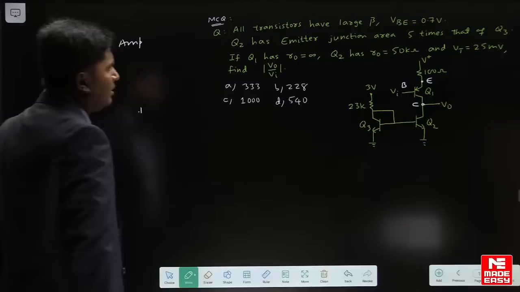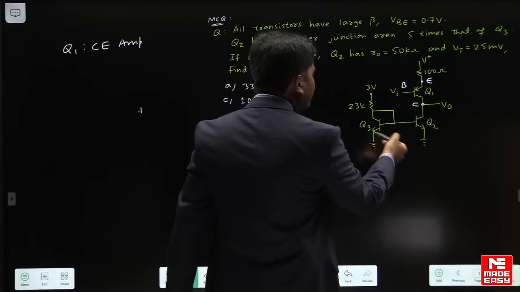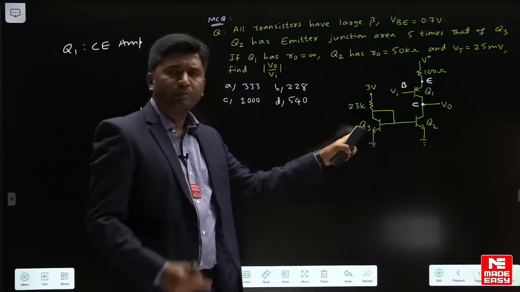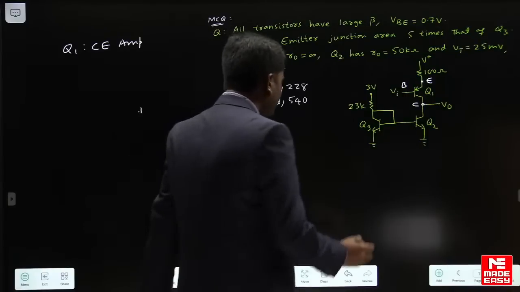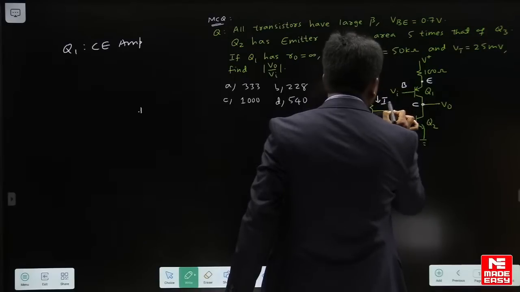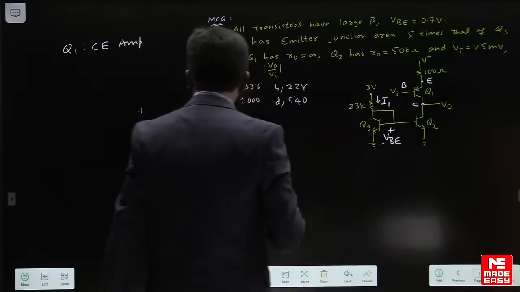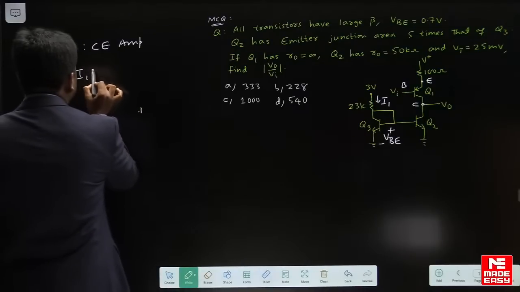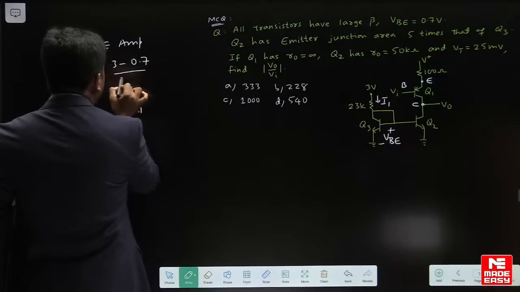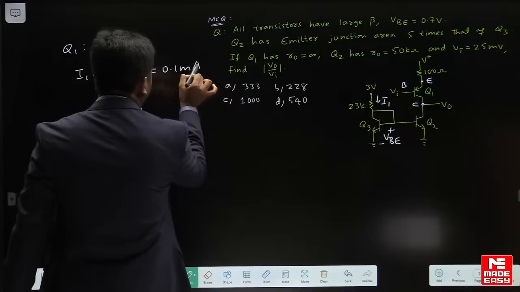Now Q2, Q3 are NPN transistors and they form a current mirror. Everybody knows the basic BJT current mirror. So first find this current, let us say I1. This is VBE. So find the current I1. It will be (3 minus VBE), that is 3 minus 0.7, divided by 23K. It will be 0.1 milliampere.